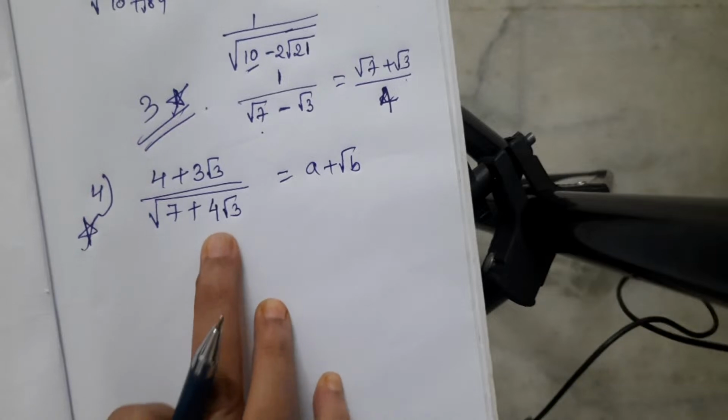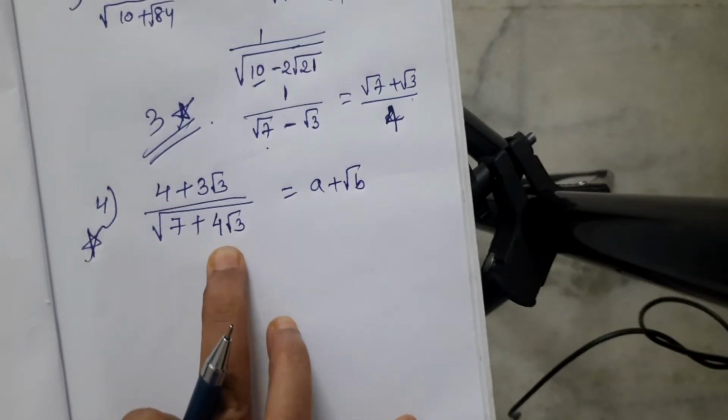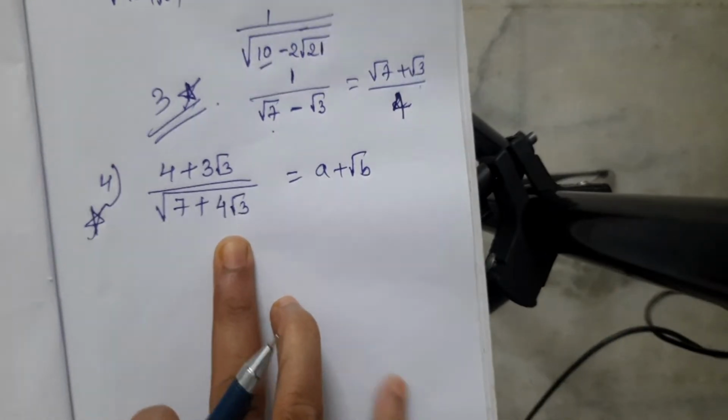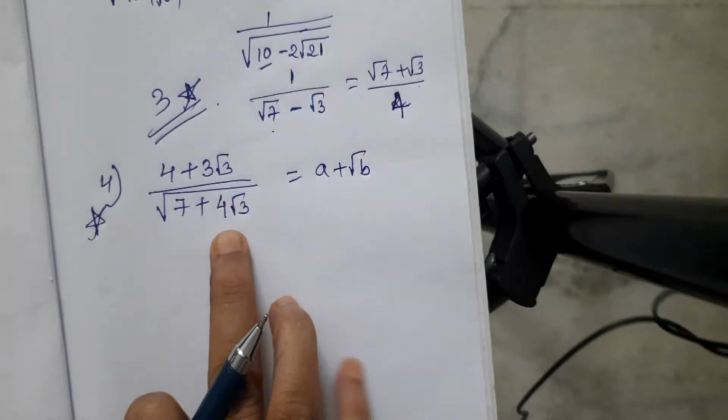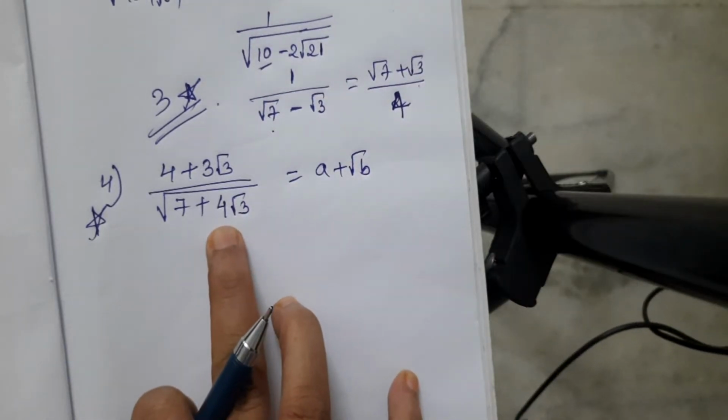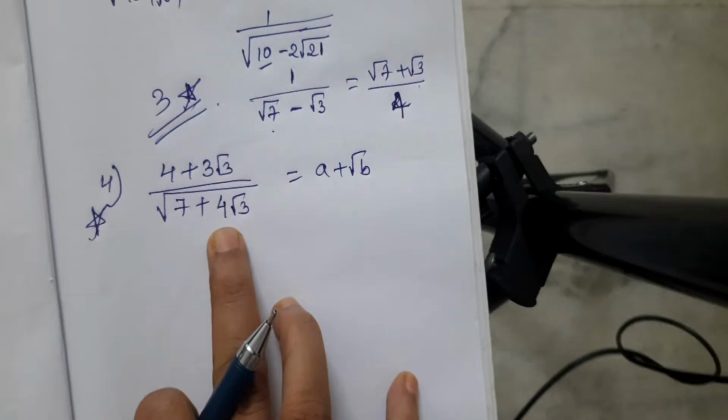See here, I always told you that only 2 should be there. But you can see that 2 is not there here. If 2 is not there, what are we going to do?